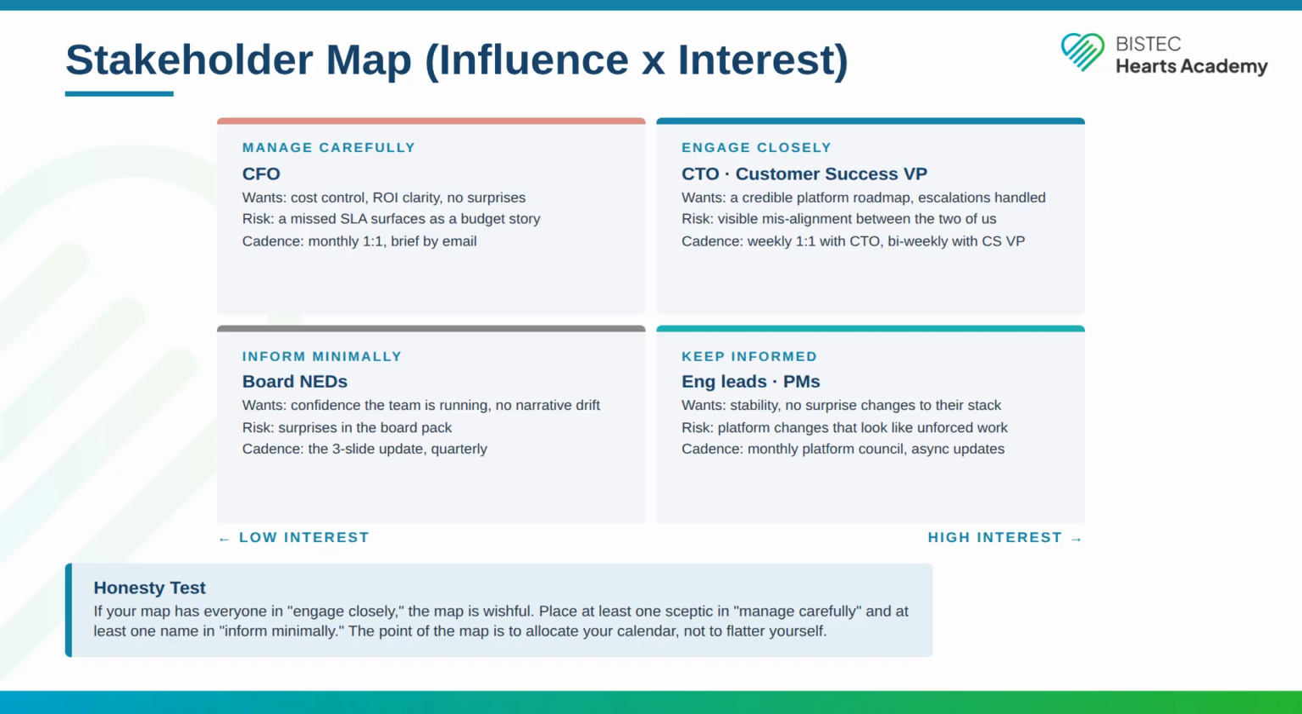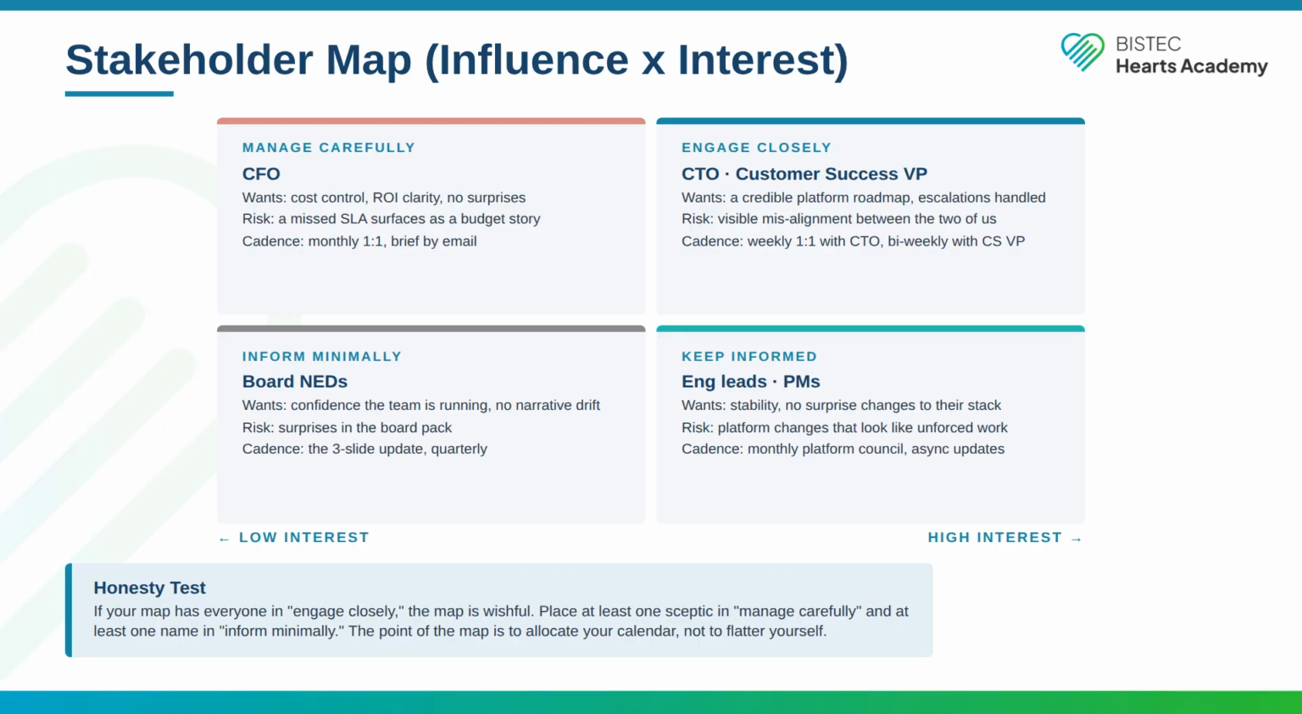Manage carefully, top left. High influence, low interest. The CFO is the textbook example. They want cost control, ROI clarity, and no surprises. The risk is that a missed SLA surfaces as a budget story. Cadence. Monthly 1:1, brief by email. Engage closely, top right. High influence, high interest.